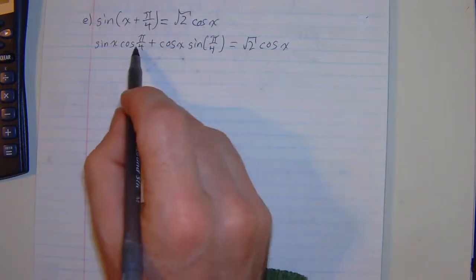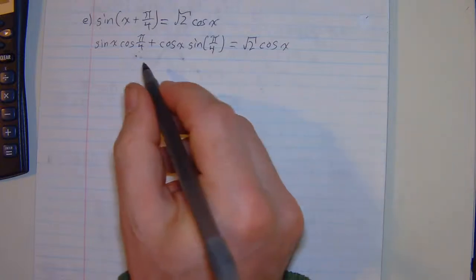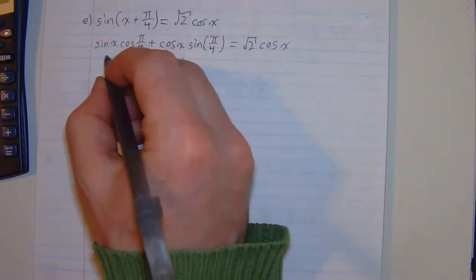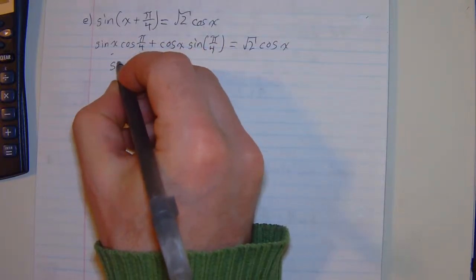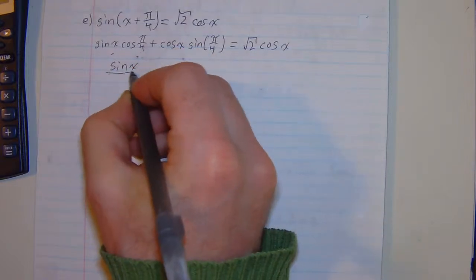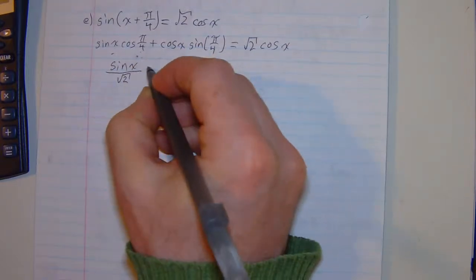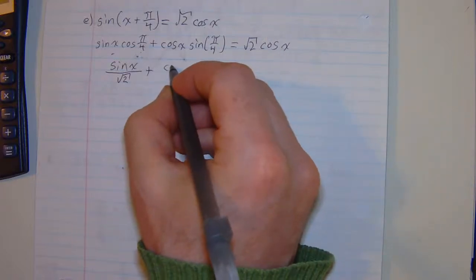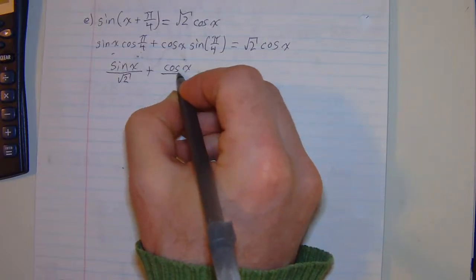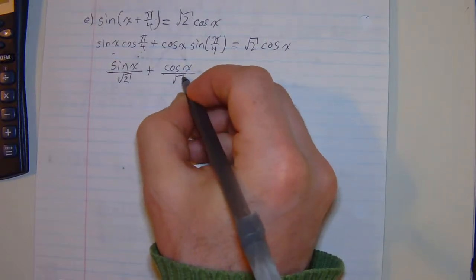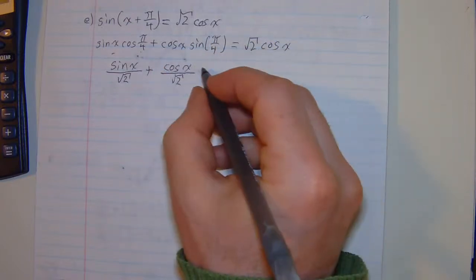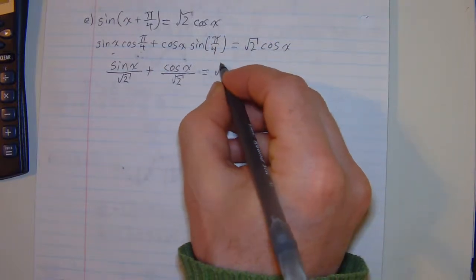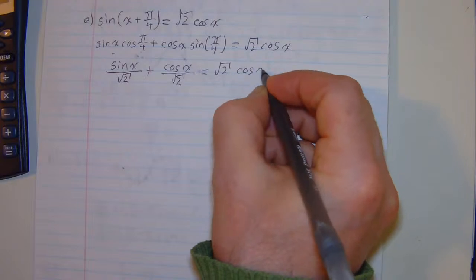It's all split up. So the pi by 4 ratios we can do. So cos pi by 4 is 1 over root 2. So we're going to end up with sine x times 1 over root 2, which is sine x over root 2. And sine of pi by 4 is also 1 over root 2. So cosine of x over root 2 is what we get from this term, equals root 2 cos x.